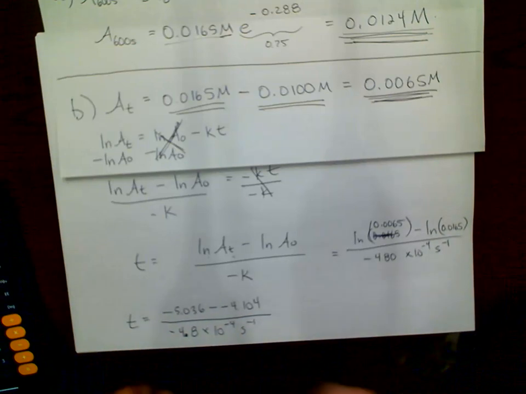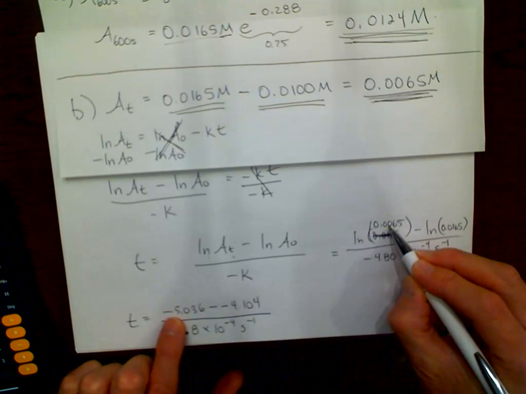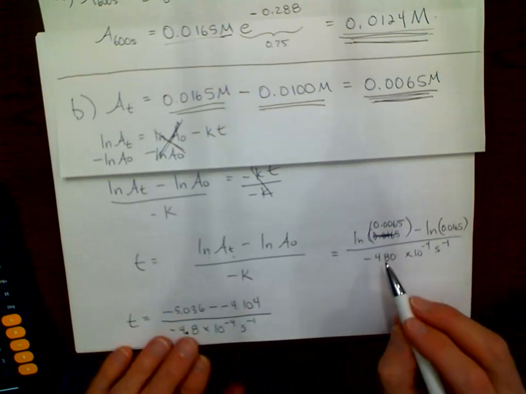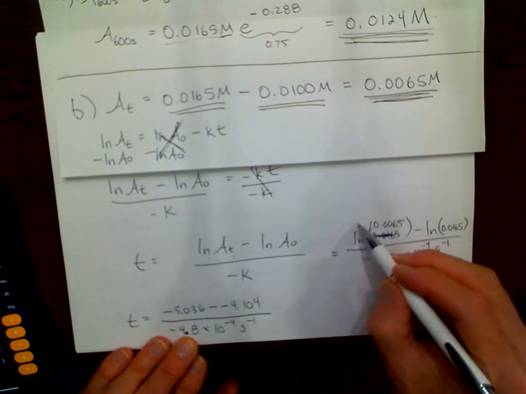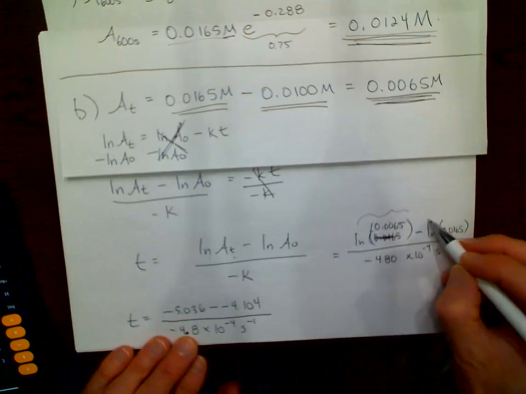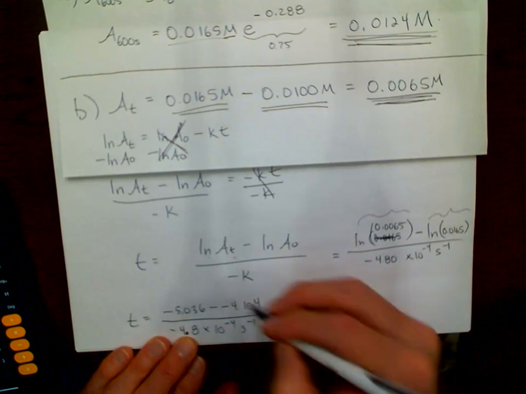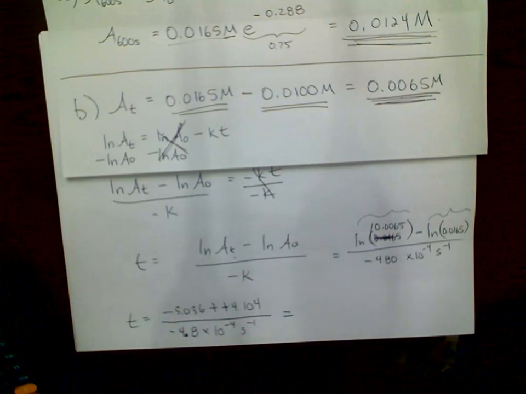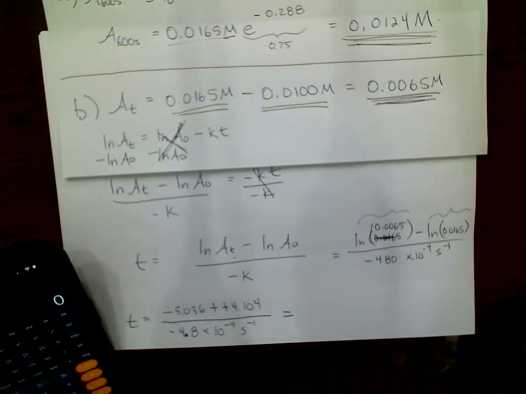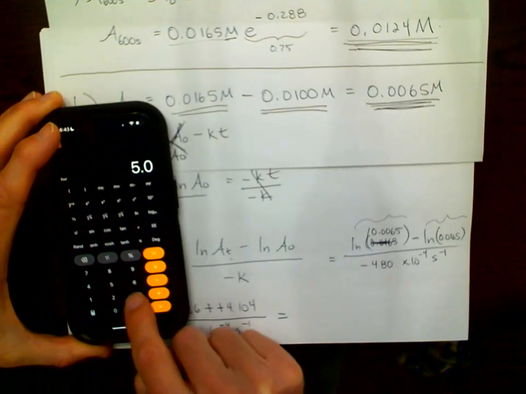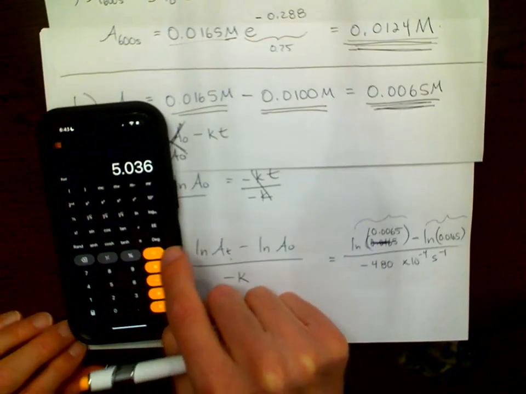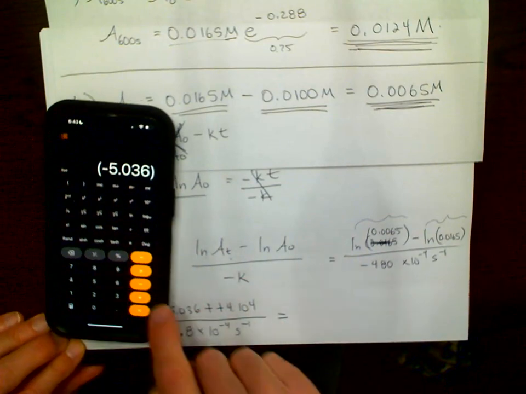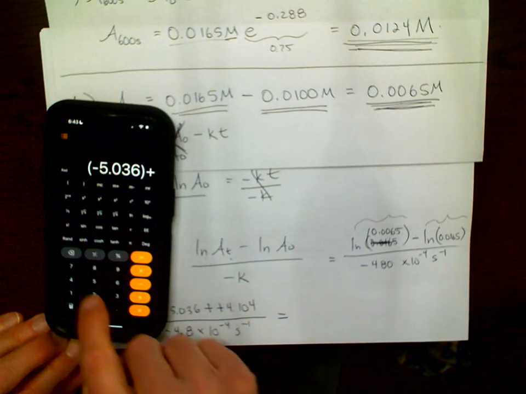Now notice there's a tricky thing here. The natural log of this number is a negative number. The natural log of this number is also a negative number, but recognize you're taking this value and you're subtracting this value. So I'm subtracting a negative, which means I have to make it positive. So it's going to end up being 5.036, and that's got to be a negative value. Make it negative, yep. And then I got to add 4.104.